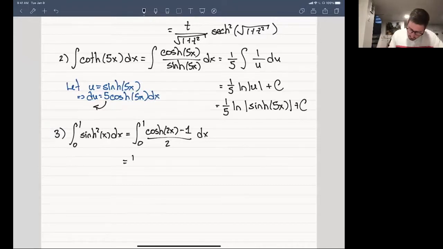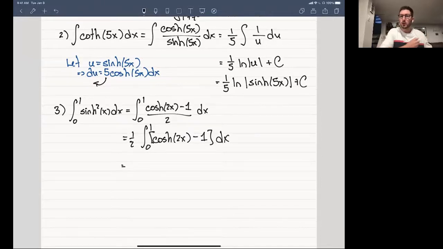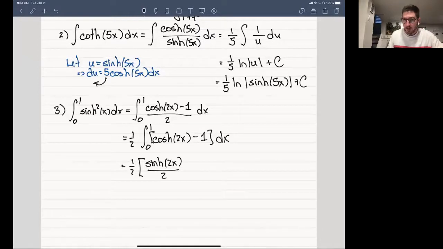So let me pull out the 1/2, and I get the integral of cosh of 2x minus 1 dx. If you'd like to, you can do a substitution for 2x, but I'll go ahead and just give it to you. You can substitute for 2x if that makes you more comfortable. But in this case, you get sinh of 2x divided by 2, and the 1 integrates up to x. And here we're running from 0 to 1.